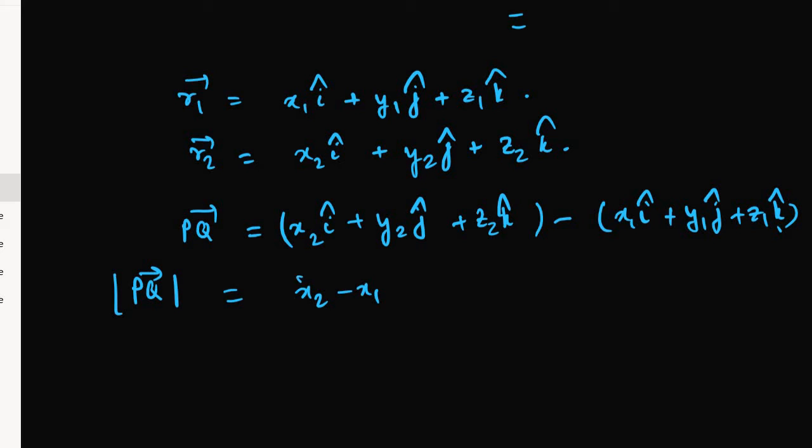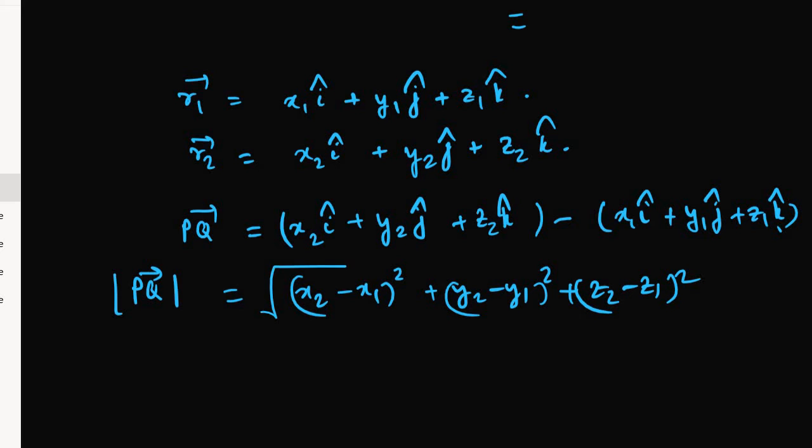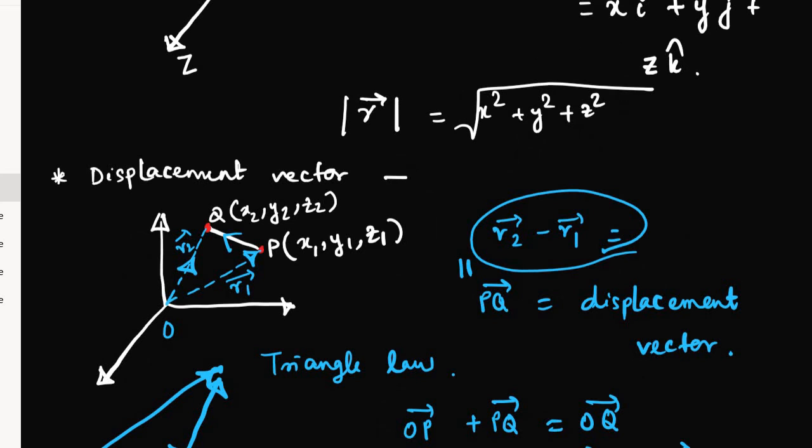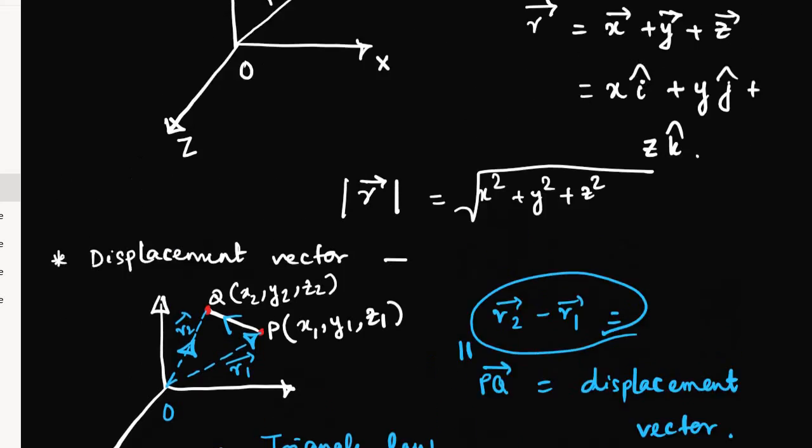It is the square root of (x2 minus x1) whole square plus (y2 minus y1) whole square plus (z2 minus z1) whole square. This is the magnitude of the displacement vector. Now we found out the magnitude of the displacement vector. As you know, any vector you get, you must resolve into rectangular components. Then you must try to apply the triangle law of vectors or polygon law of vectors, so that you can see where it is fitting in. Then only you can solve the problem.